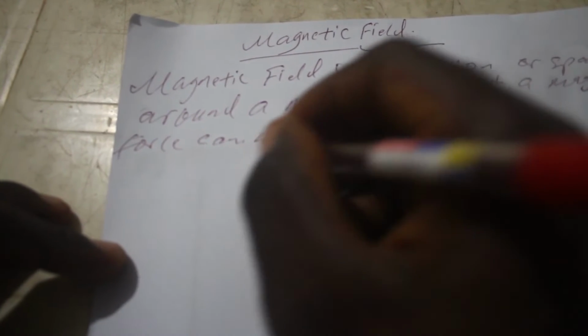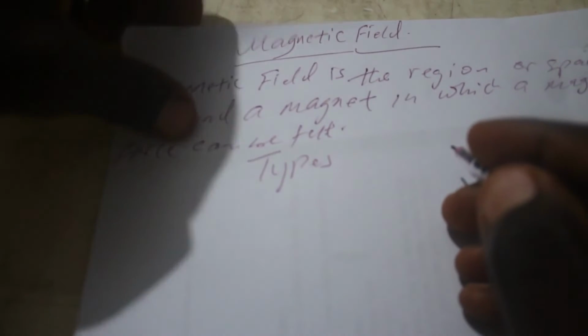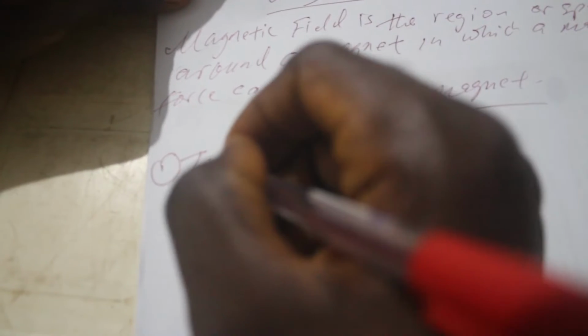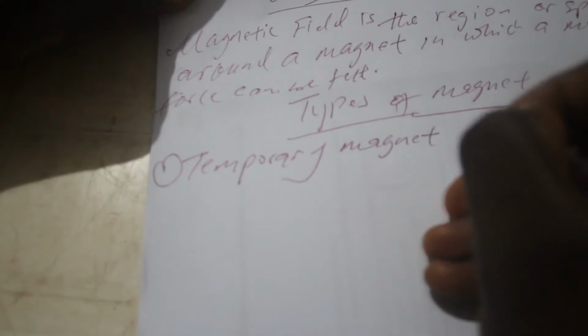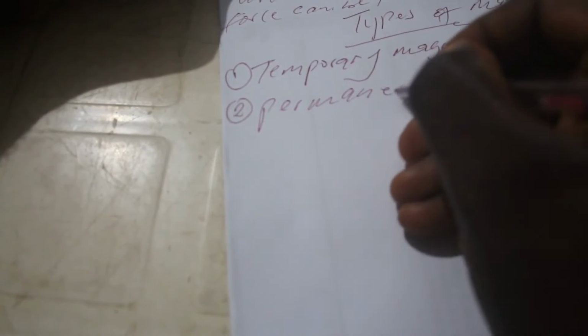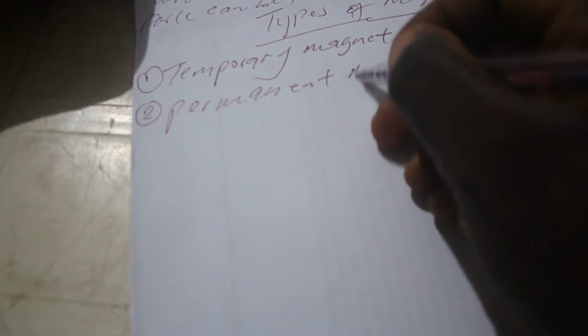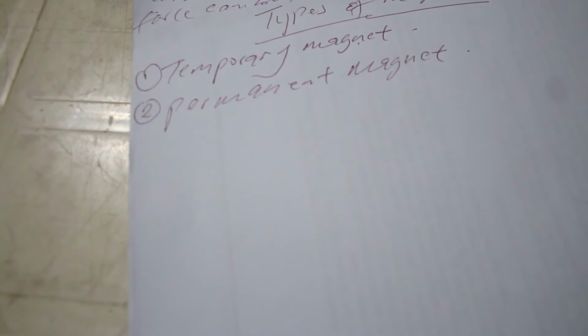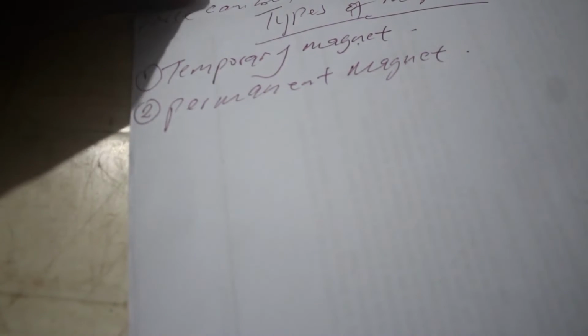So let's talk about types of magnet. Now there are two types of magnet. The first one is temporary magnet, and then the second one is permanent magnet. So temporary magnet and permanent magnet are the two types of magnets we have. And we're going to be talking about that in detail as we go on.